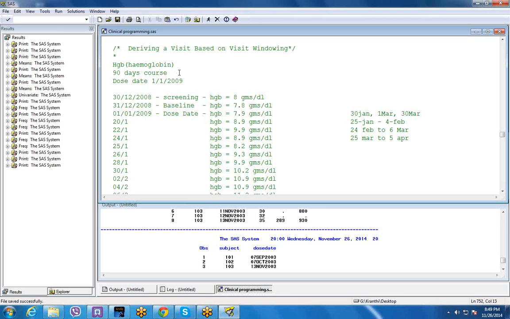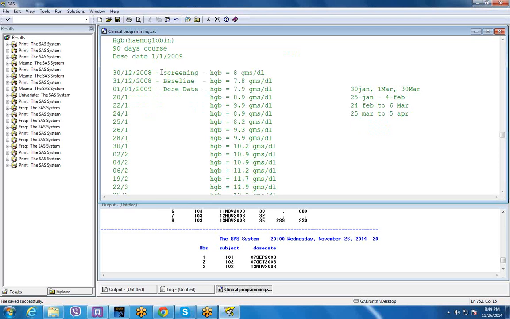Then after giving this dose, we ask the patient to come after 90 days. That means after finishing the course, we have given the medicine and asked him to come after 90 days. But before coming, every month you have to undergo the hemoglobin test to see the improvement. So every month means 30 days. After every 30 days, you have to undergo the test.